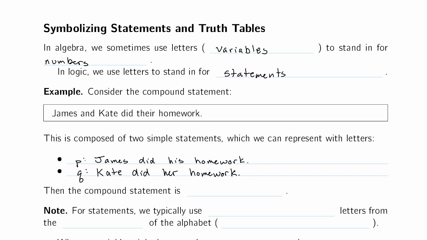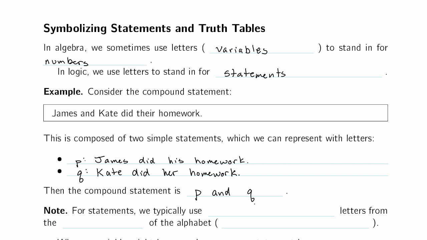This little loop on the bottom of the Q in my handwriting sometimes throws students off. This is a letter Q. I put a little loop on the bottom so that I can tell it's not a letter G. So if P represents James did his homework, and Q represents Kate did her homework, then the compound statement says, well, P and Q. And we'll get even a little bit more abstract than that in the next video.